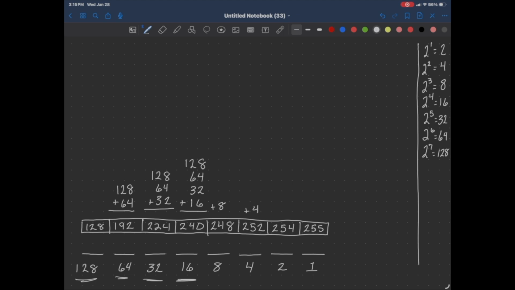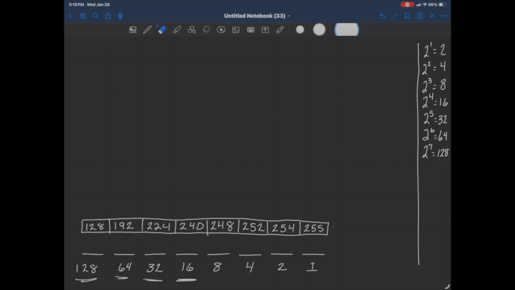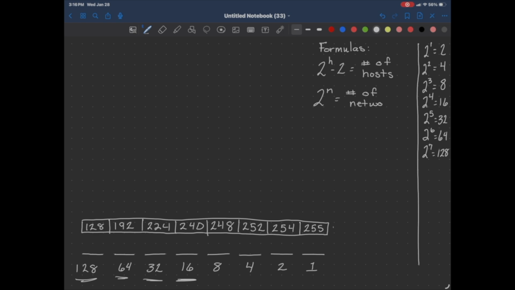These values give us our subnet masks and help us determine the block size. At this point, the table itself is complete. A couple of additional things you may want to write down are the formulas used when subnetting based on number of hosts or number of networks. They're pretty simple. 2 to the power of h minus 2 equals the number of hosts. 2 to the power of n equals the number of networks.